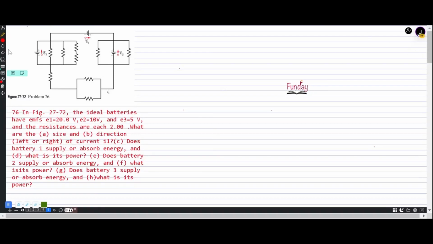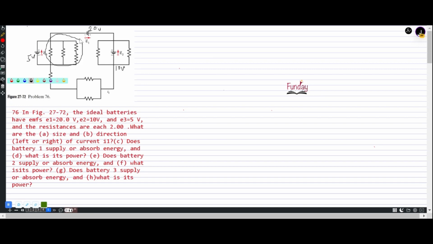Hi, in this question, we have the ideal batteries. Three batteries are given, E1, E2, E3, and their voltages are 20 volt, 10 volt, and 5 volt. Then we have resistor combinations with each of 2 ohm. So the question is, what are the size and direction, left or right, of the current I1?